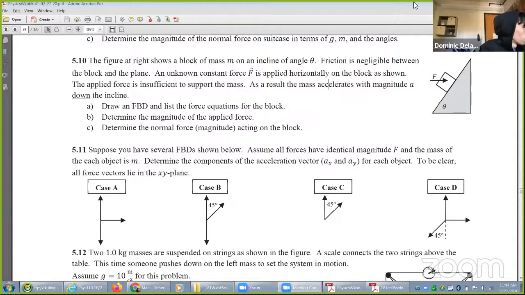All right, so in this case, notice the angle is significantly different than 45 degrees. So I'm going to try and draw it that way. All right. So we're going to apply a force F, a force with magnitude F. Okay, it's insufficient to support the mass. It accelerates with magnitude A down the incline. All right, I think I got everything here.